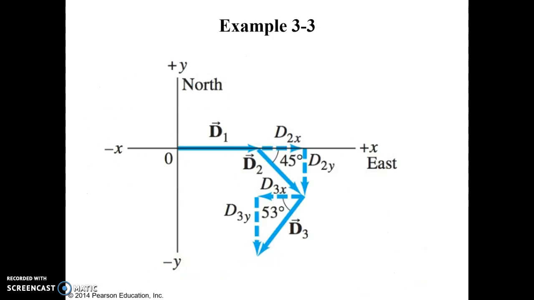Okay, so again, we have a diagram. We've drawn a diagram with our first vector, due east, then we have a southeast, and then a southwest. These diagonal vectors, we need to break them down into their horizontal and vertical components. And then create a table, add all the vertical components, add all the horizontal components. Okay, so let's make our table down here. We've got D1, D2, and D3. We want to break them down into X and Y components.